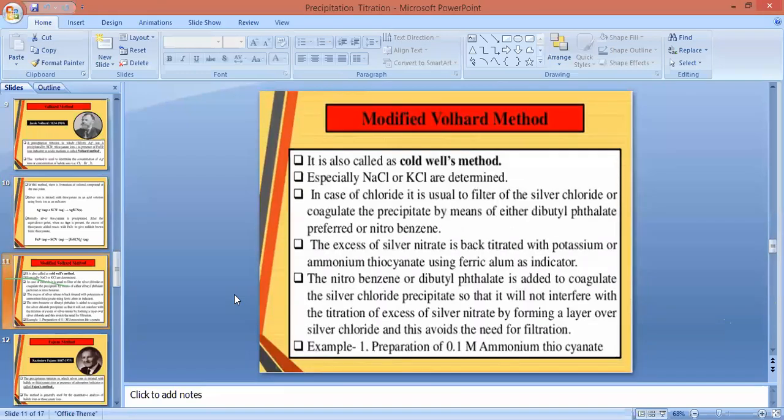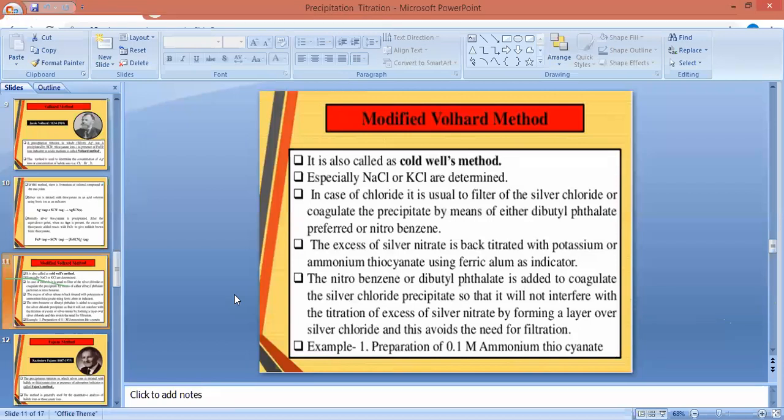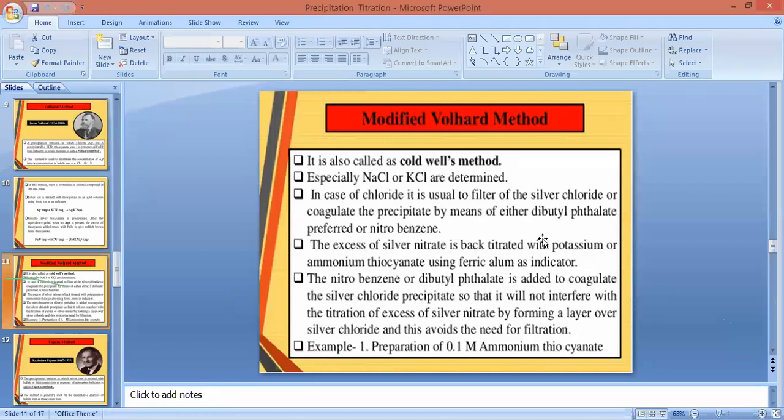Next is the modified Volhard's method. In case of modified Volhard's method, we are going to add an extra reagent in the titration process. The extra reagent used is dibutyl phthalate. The modified Volhard's method is also known as Caldwell's method, and it is specially used for determining the concentration of sodium chloride and potassium chloride.